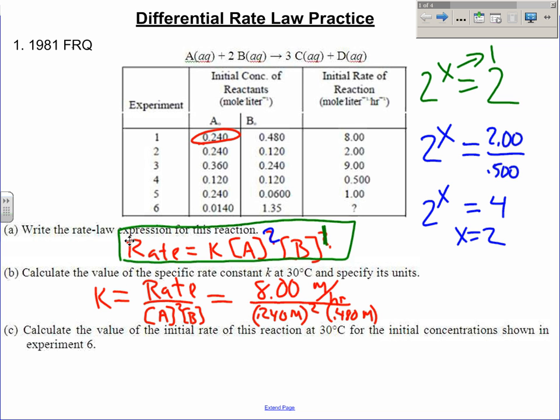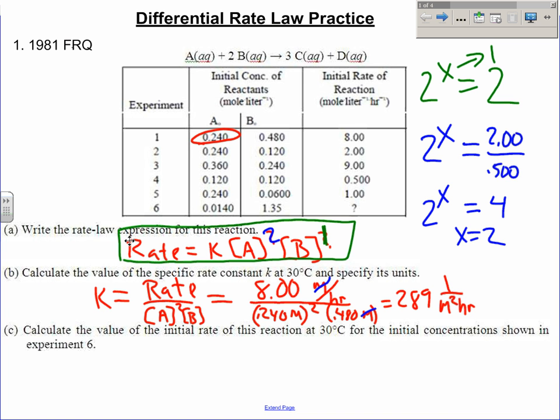and round to the correct number of significant digits. In this case, everything's got 3, so I'd round to 3, and you would get 289. And my units would be, if you double check, well, these molarities are going to cancel. So I'm left with hours on the bottom and a molarity squared on the bottom. So my unit is going to look like this. 1 over molarity squared hours, which could be written as molarity to the -2, hours to the -1, same exact thing. So now I've solved for my rate law expression, and I've solved for my value of K.